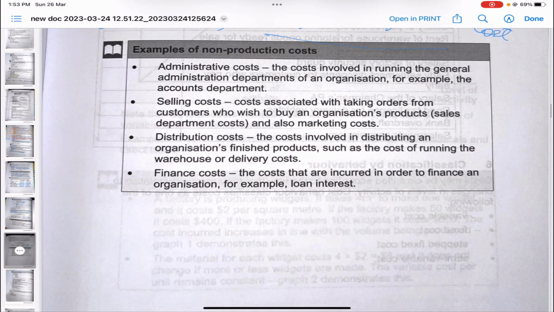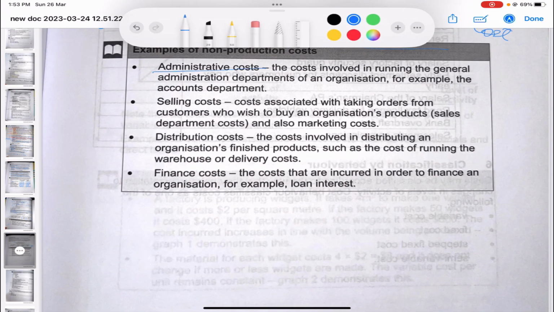Now, for examples: you have administrative cost. For the administration of the business, certain costs are always incurred, right? For example, running the general administration departments and the accounts department. Then selling costs, marketing costs, and distribution costs, which are the warehousing costs and the delivery costs. Finance costs: what are finance costs? When the business takes a loan, the loan interest it has to pay, and the loan repayment, are finance costs. So these are the types of non-production costs.